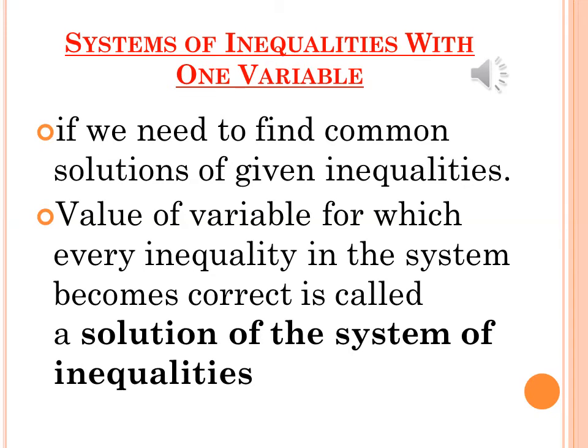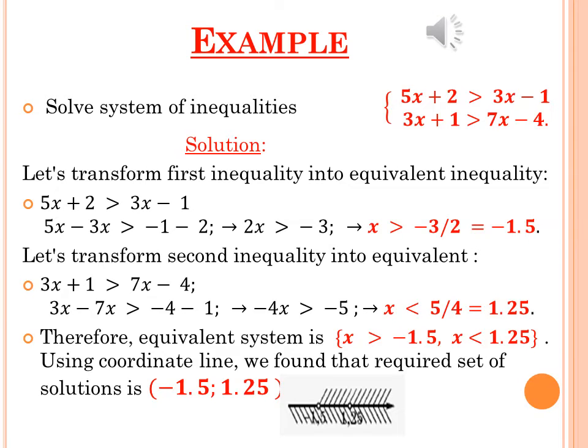The solution of the system of inequalities we get by solving each inequality. To illustrate that, we have an example. This example is a system. It's two inequalities. First inequality, 5x plus 2 greater than 3x minus 1. Second inequality, 3x plus 1 greater than 7x minus 4.